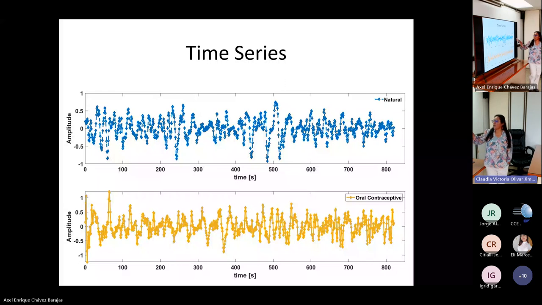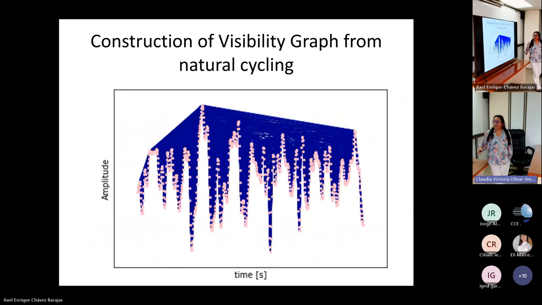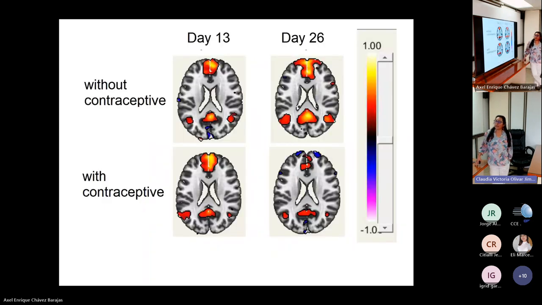the time series, and that is an example from the first study and the second, with natural and oral contraceptive study. Then you use the algorithm to construct the visibility graph, and then obtain the graphs that I showed. With CONN, we obtain the functional maps, and you can observe that when the woman is consuming a contraceptive, the intensity is lower than when the woman doesn't consume a contraceptive.